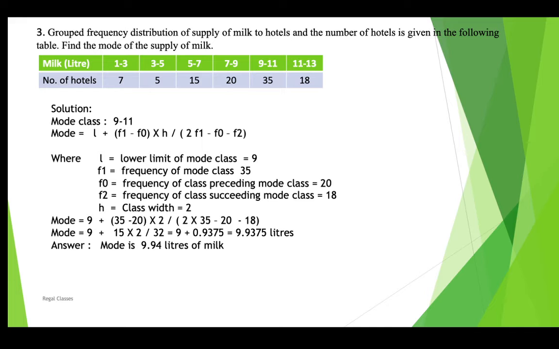Next problem, group frequency distribution, supply of milk to hotels and number of hotels is given in the following table. Find the mode of the supply of milk. You have to ensure that it is a continuous class, 1-3, 3-5. Then only the formula is applicable.